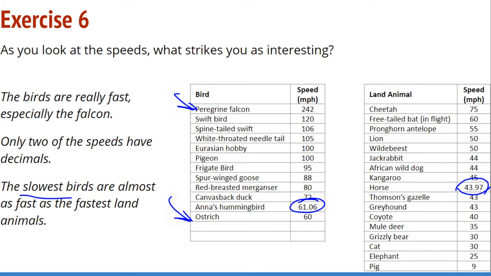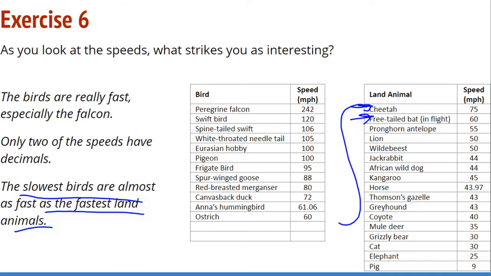I thought this last comparison was very interesting. The fastest of the land animals, the cheetah, they fit in right down here at the bottom of the birds. So the slowest birds are almost as fast as the fastest land animals. Wow, those birds, they move pretty fast.